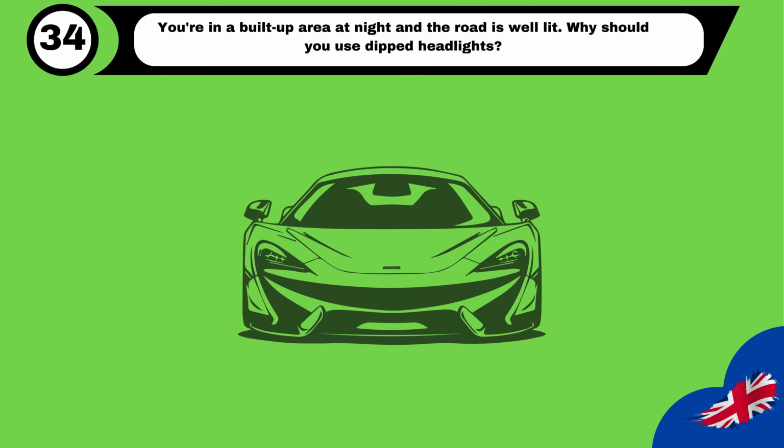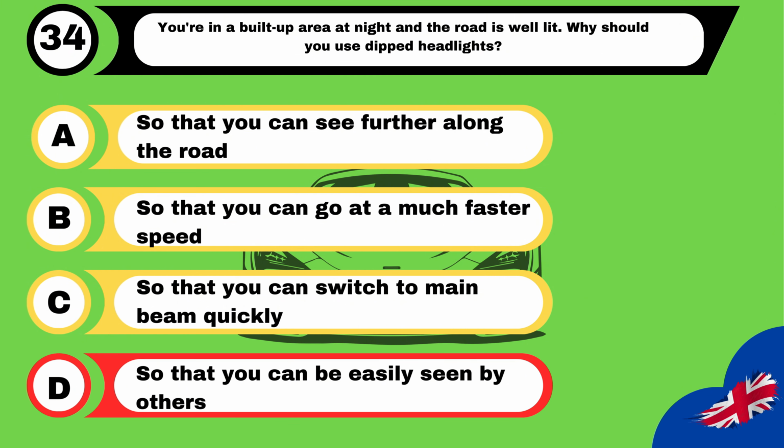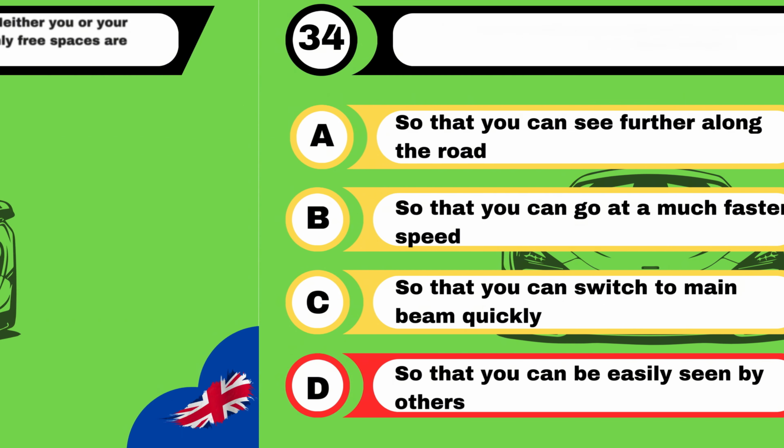Question 34. You're in a built-up area at night and the road is well lit. Why should you use dipped headlights? A. So that you can see further along the road. B. So that you can go at a much faster speed. C. So that you can switch to main beam quickly. D. So that you can be easily seen by others. The answer is D. So that you can be easily seen by others.